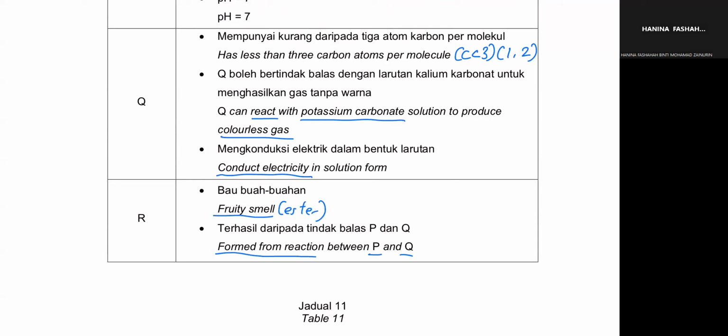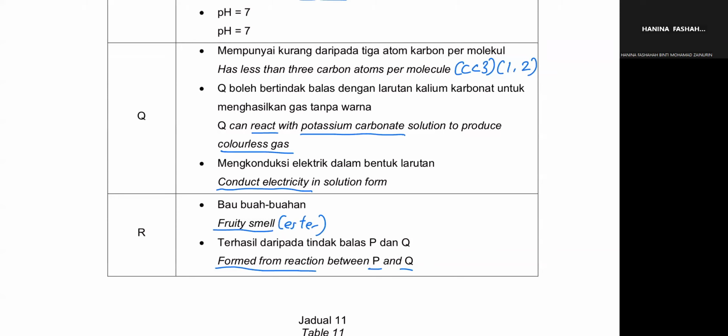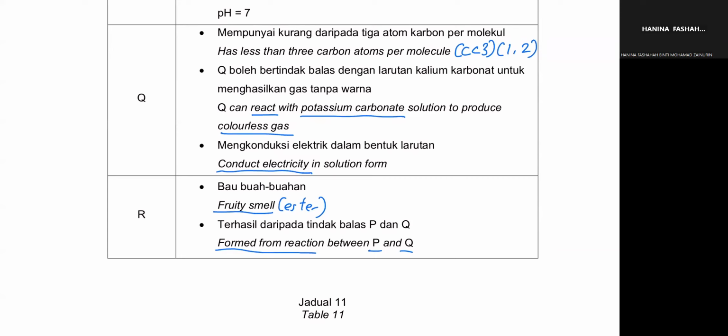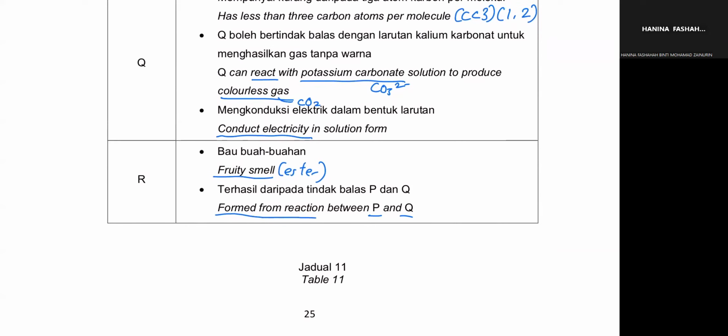So ester. How does ester form? Ester forms from acid and alcohol. So P is alcohol, Q is acid. That's why with the carbonate they produce carbon dioxide gas. This is one of the properties of acid: acid reacts with metal carbonate to produce carbon dioxide, water and salt.